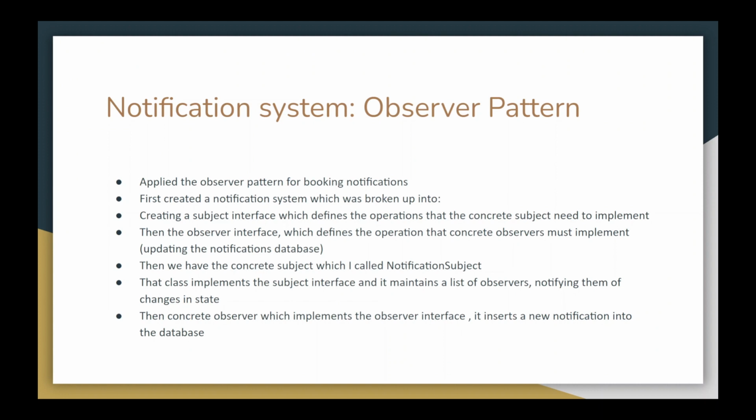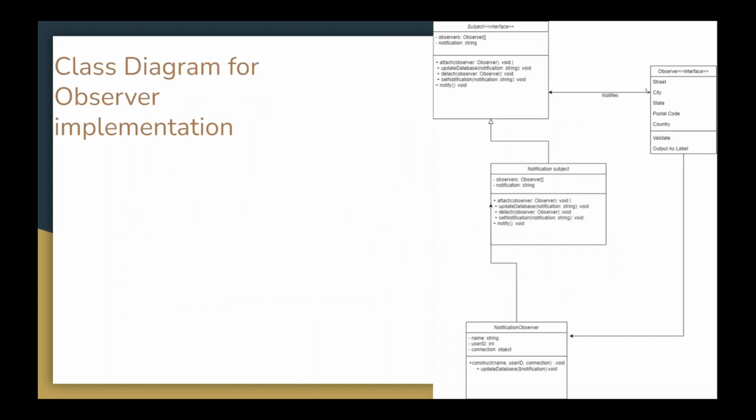First, I created a notification, which was broken up into creating a subject interface, which defined the operations that the concrete subject needs to implement. Then the observer interface, which defines the operations that concrete observers must implement. Then I created the concrete subject, which I called the notification subject. That class implements the subject interface and maintains a list of observers, which it notifies of changes of state. The concrete observer implements the observer interface and inserts a notification into the database.